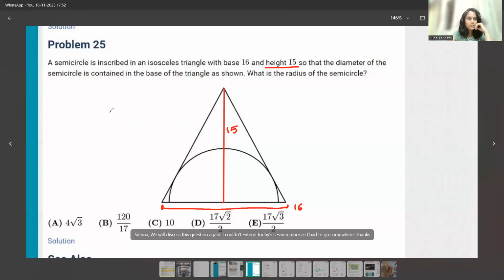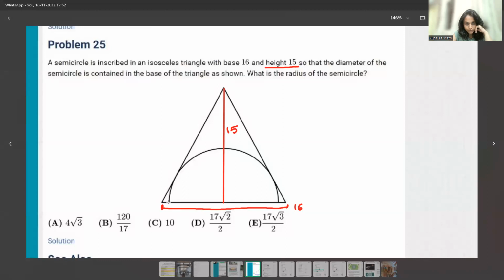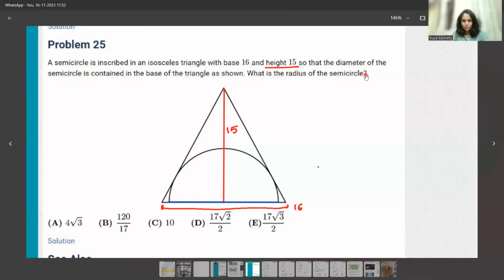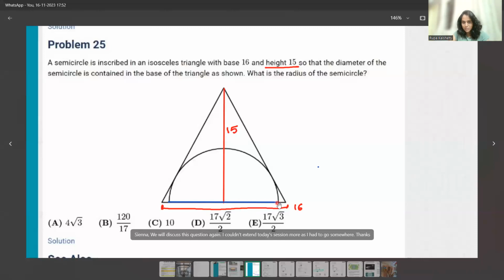So that the diameter of the semicircle is contained in the base of the triangle, as shown. What's happening here is the diameter of the semicircle, from here till here, which I'm going to mark in blue, is contained in the base. You can see that this diameter is part of the base, which is 16. What is the radius of the semicircle? So we have to find out the radius of the semicircle.